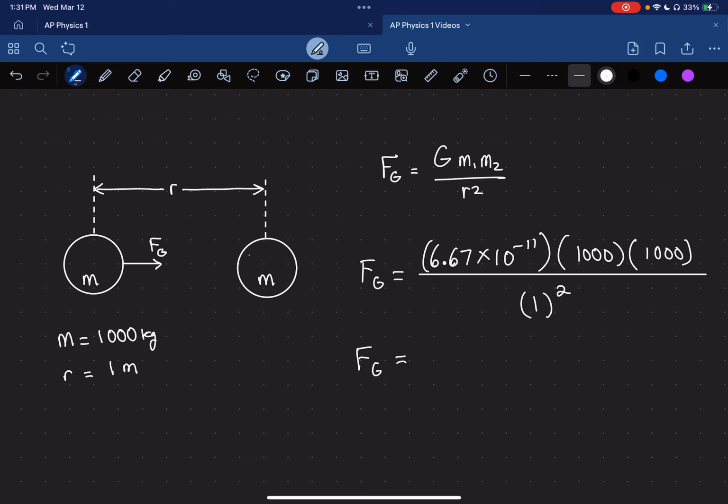And the right mass is putting an attractive force on the left mass, which we call the gravitational force Fg. And we're trying to calculate what is that gravitational force. And so over here, I've put in G. I've put in mass 1 and mass 2. They're both 1,000. And the distance between them is 1 meter. So we'll square it.